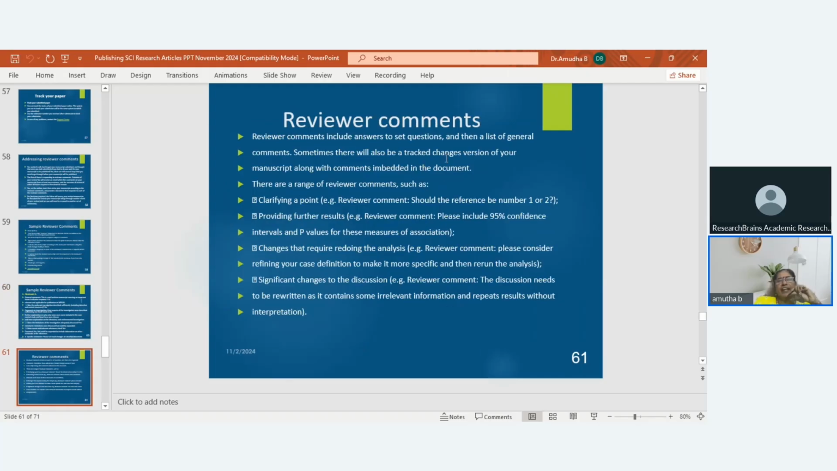Sometimes there'll be track changes also, and they may ask to clarify a particular comment. Should the reference number be 1 or 2? They may ask, because by mistake you could have written 2 instead of 1. And some more results are also required for your findings. They can ask why you have taken only 95% confidence interval. What is the p-value? What is the measure of association among your data points? And you can refine your search methodology, or modify your method, or whatever is written is irrelevant to the content you are writing, so it has to be removed. Like that, they can give some reviewer comments.